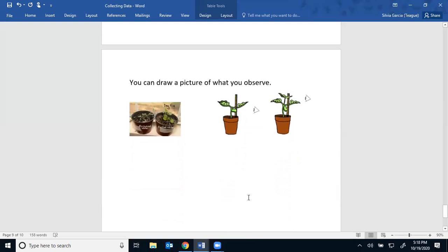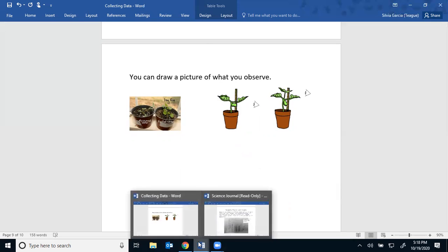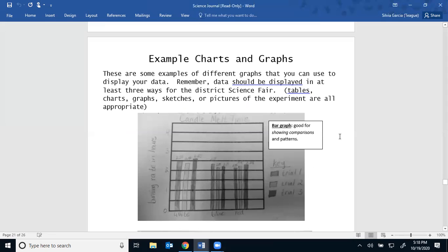Another thing that I could do is that I can draw a picture. If I'm just observing what happens to my science investigation, I can draw a picture of it, and that would be perfectly okay. There are pages where I can do my drawing. Something else that I can do is if I don't want to do my bar graph on the computer on Microsoft Word, I can draw it. I can get the graph paper from page 6 and I can draw my graph, my bar graph.